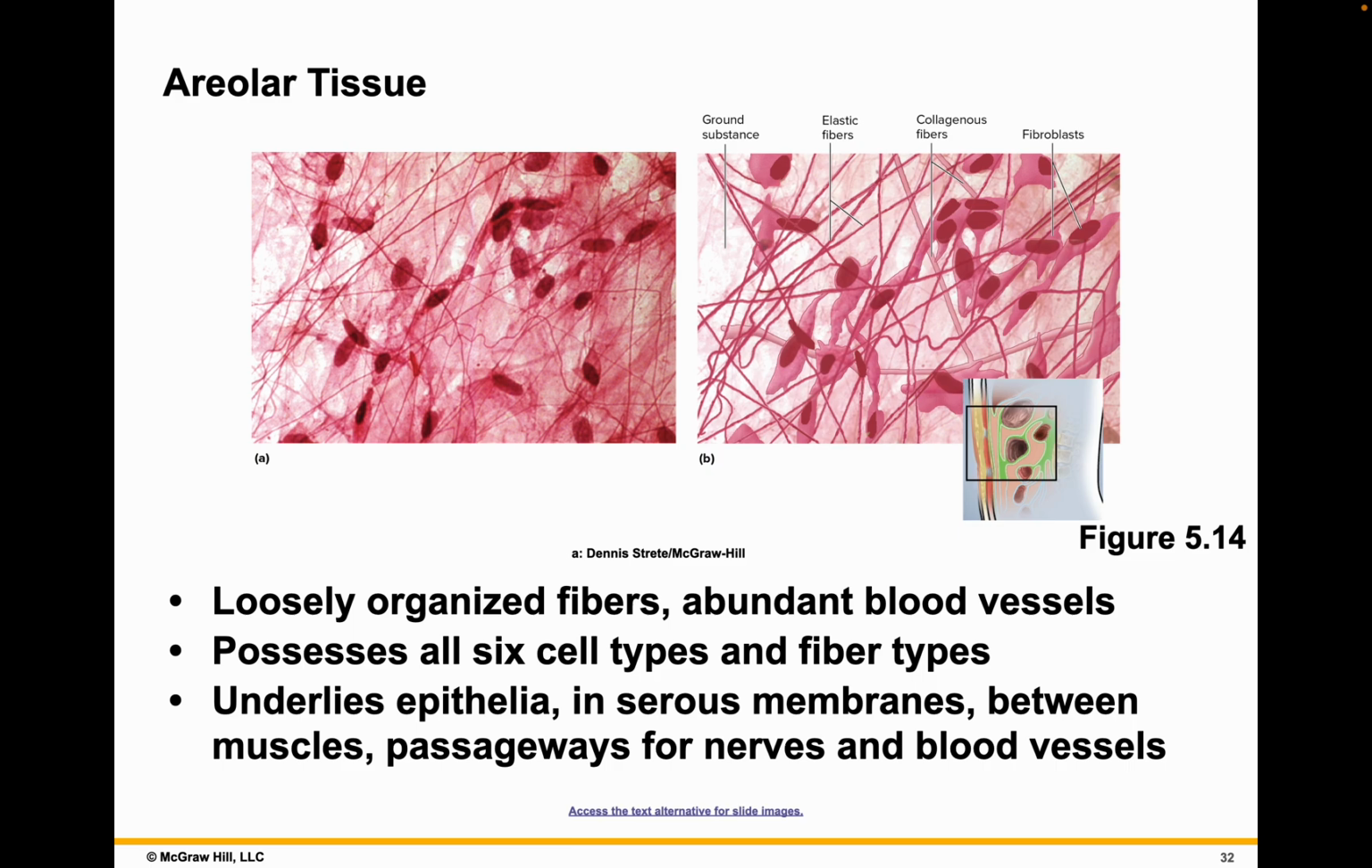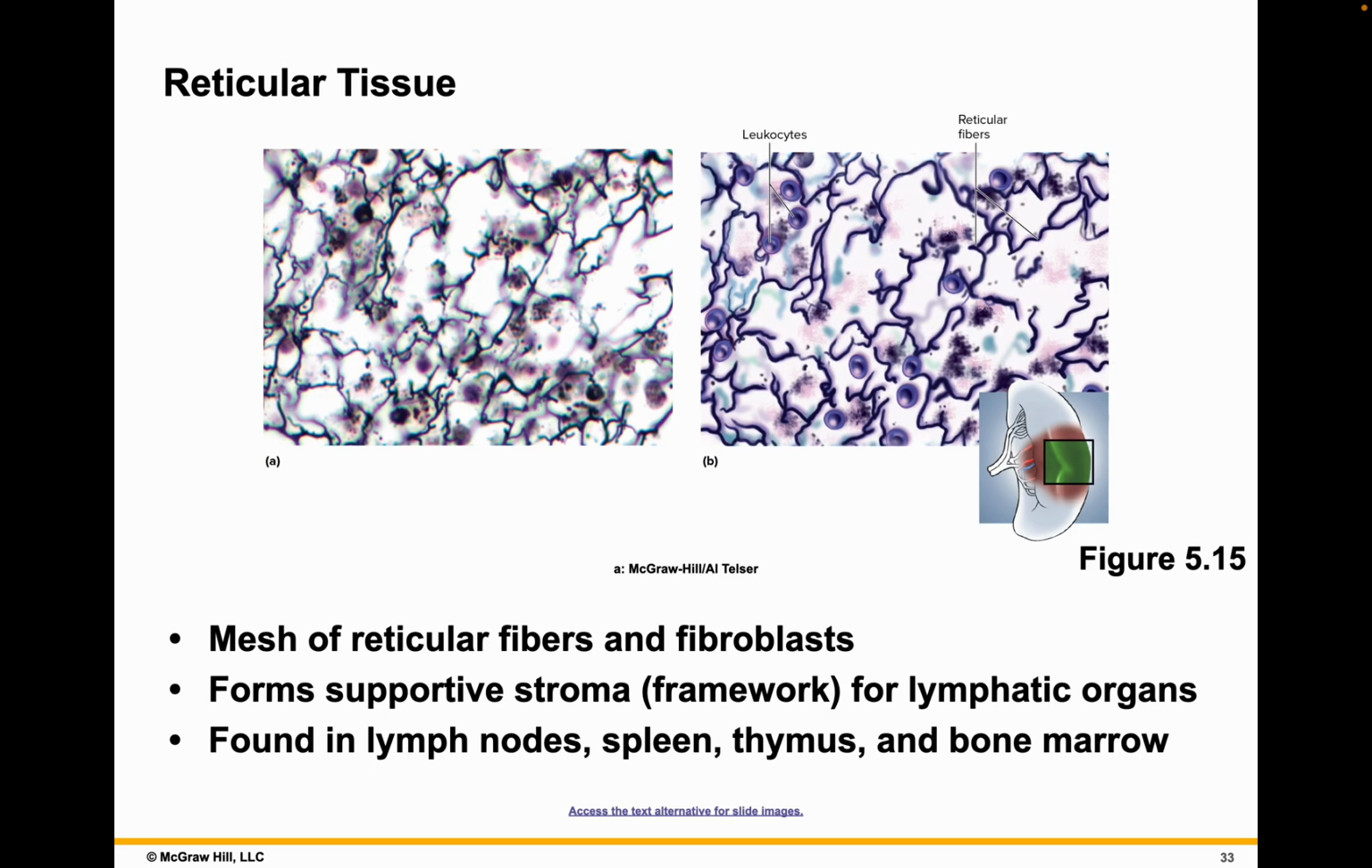So areolar tissue is loosely organized fibers. Abundant blood vessels, it possesses all six cell types and fiber types. Find it underneath epithelia, in the serous membranes, between the muscles, and in the passageways for nerves and blood vessels. Reticular tissue is a mesh of reticular fibers and fibroblasts. It forms supportive stroma, or framework, for lymphatic organs. We find it in lymph nodes, spleen, thymus, and bone marrow, all of which are part of the lymphatic system.